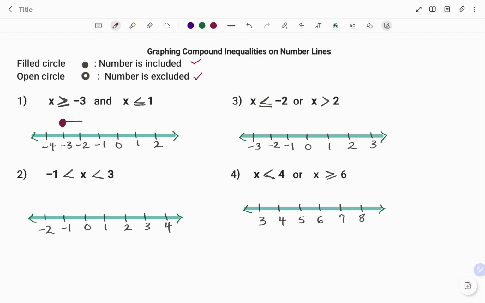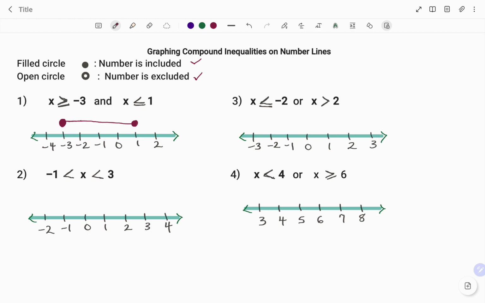But we're not going to draw it all the way because we have to fulfill the second condition to make both inequalities true. The second condition says x is less or equal to 1. So we draw a filled circle because of the or equal to on 1, and since x is less, we move our line towards the left. So what this means is it looks like a closed segment on the number line. The two conditions are both true.